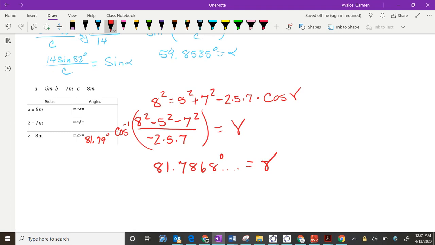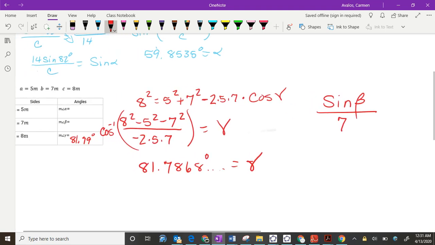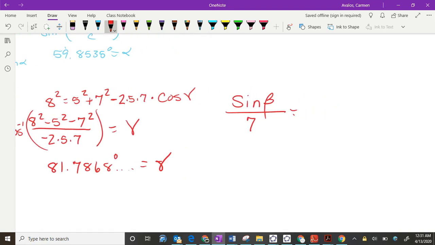Okay, and so then now I could do the law of sines again, or I could do the law of cosines. So how am I going to do that? Let's do the law of sines on there. So we're going to do the sine of beta over 7. I'm finding beta next on there. And so I know that that's going to be 7. And I've already stored gamma into my calculator. So I do sine of gamma over 8 meters.